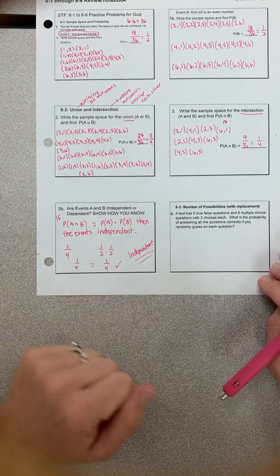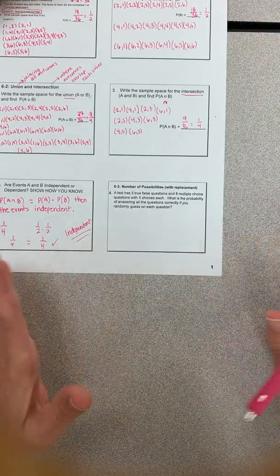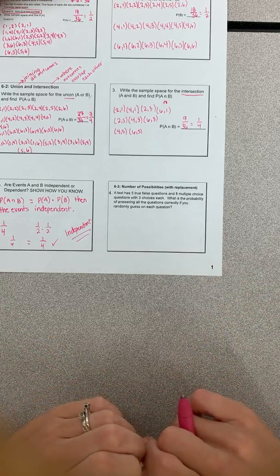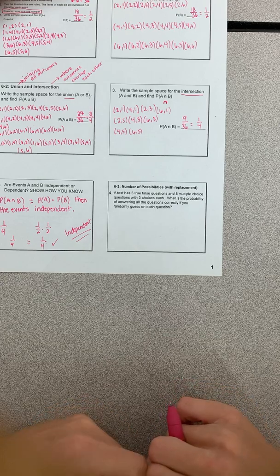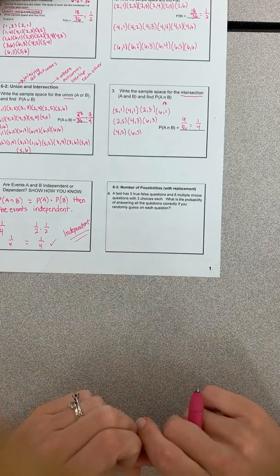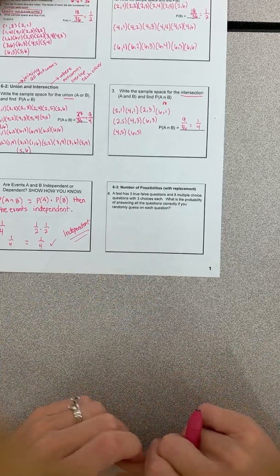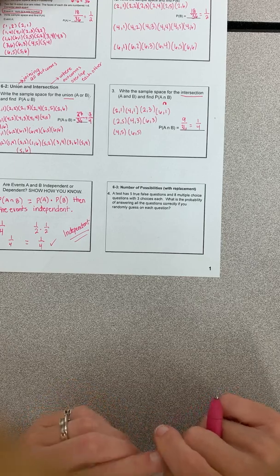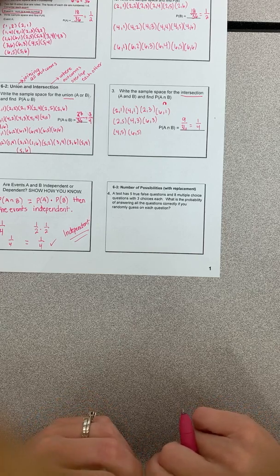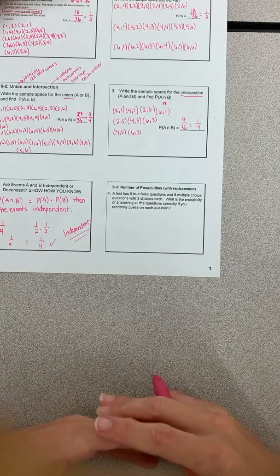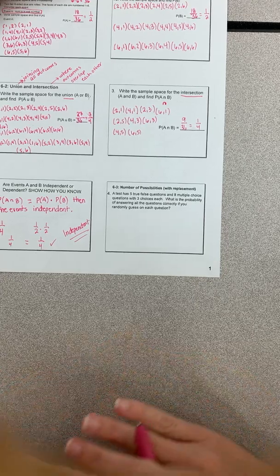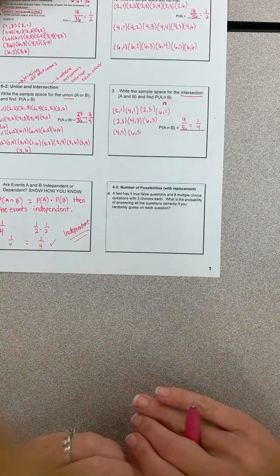All right, so that was section 6.2. And we went on to 6.3, where it's basically just find the number of possibilities, or find the probability that if you guess on a test like this one. This test has 5 true false questions, 8 multiple choice questions with 3 choices each. What's the probability of answering all the questions correctly if you randomly guess on each question? So you have to figure out how many different possibilities there are, and then what's the probability of guessing the correct string, is what we call it, correctly.